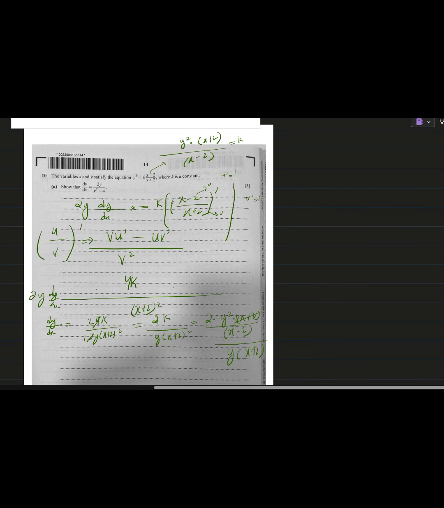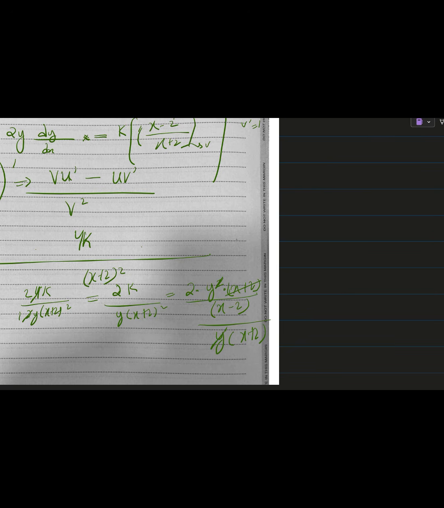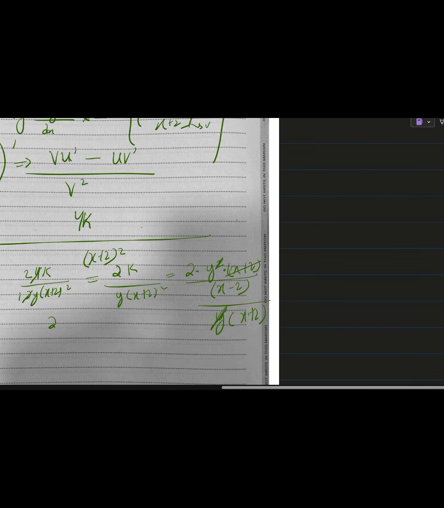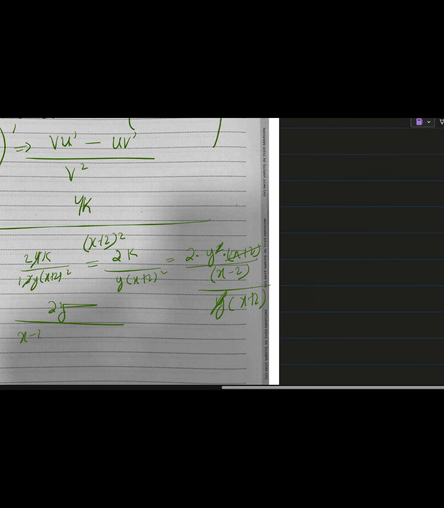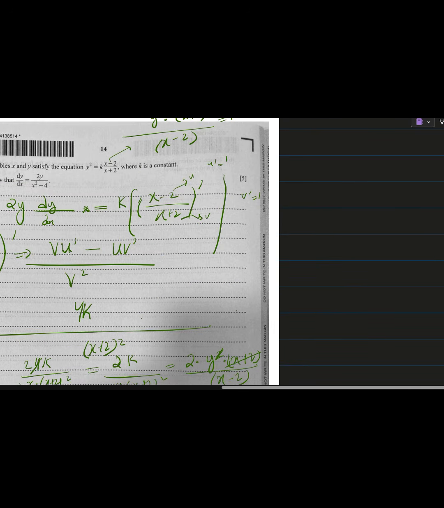Basically we have one (x plus 2) left in the denominator, and then this y squared cancels this y, so the answer we have left is 2y divided by (x minus 2)(x plus 2). So we can use the identity of a squared minus b squared over here. So it will be 2y divided by x squared minus 2 squared, which is equal to 2y divided by x squared minus 4, equal to dy by dx, and that is the correct answer as well, and that is what we had to show.